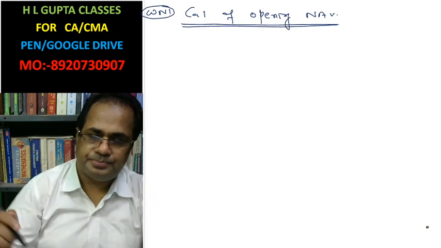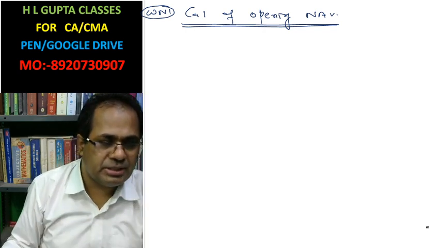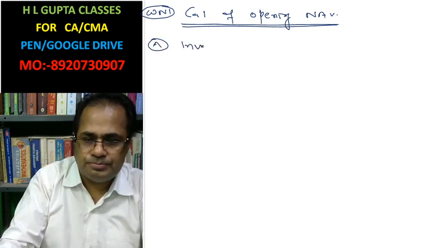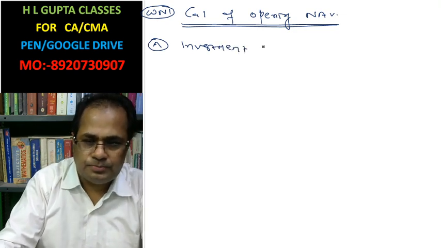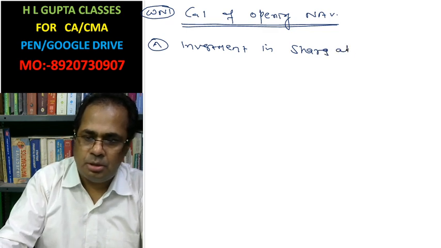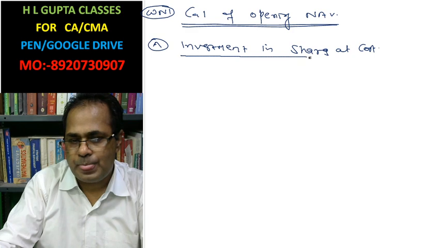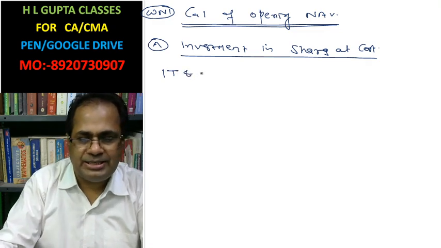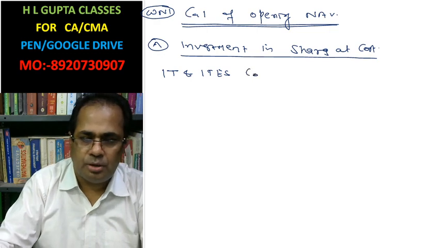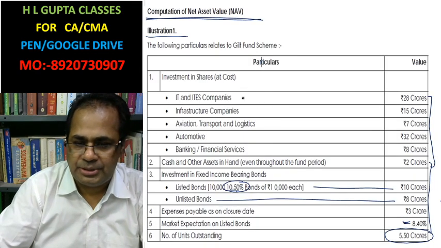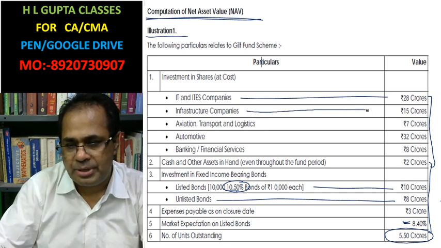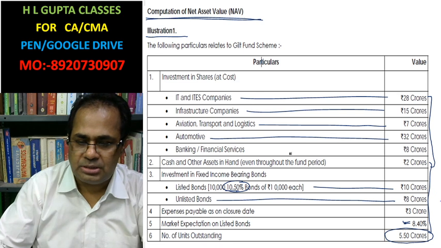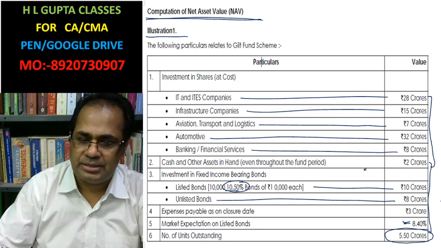Okay, please look at it. A part: investment in shares at cost. Shares at cost: IT and ITES company. Look here. This is the IT and ITES company, 28 crore, infrastructure company 15 crore, aviation, transport and logistics 7 crore, automotive, banking and finance, cash and these. Okay, look here.